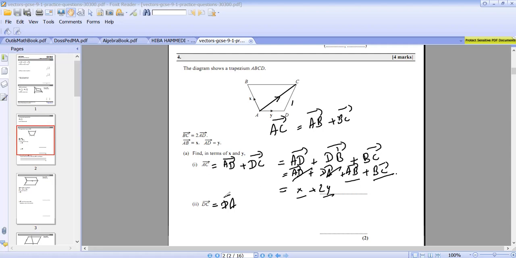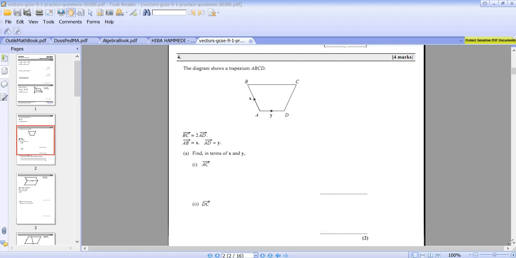So DA plus AC. And this is better, I think, because DA is already here. It's minus AD plus AC. AC is already done for me. So minus AD is equal to negative Y. And AC is already done for me. So X plus 2Y. This is exactly X plus Y. Right. Don't forget always to add that line and the vector. So this is my final vector here, right? And I'm done with the first two questions.